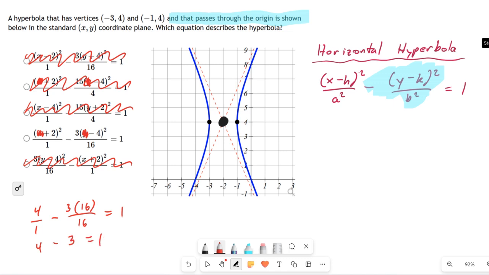Looks good. So this is our equation right there, which we captured by using information about the center, about the orientation, that horizontal or vertical shape, and this neat little bit about the origin.